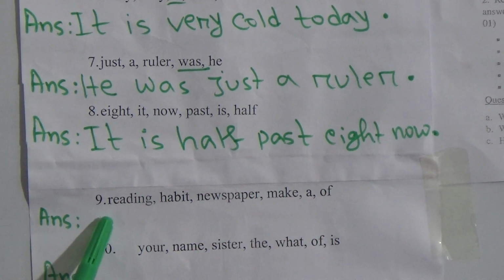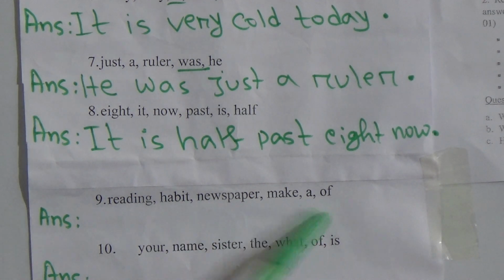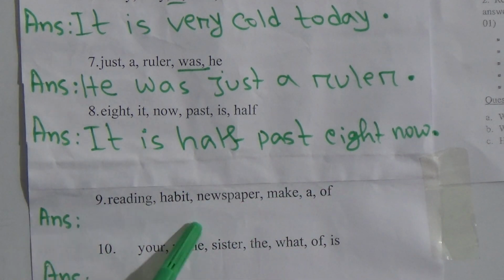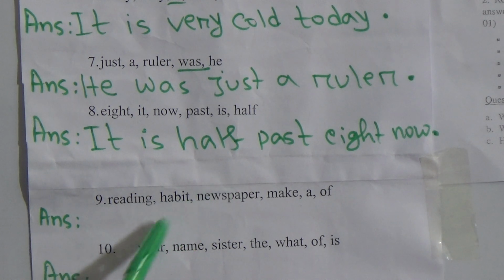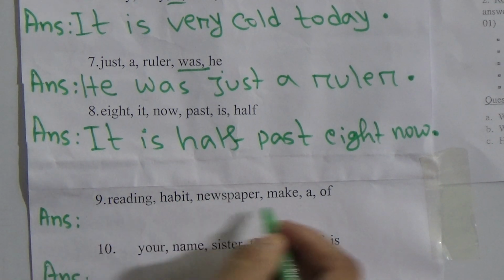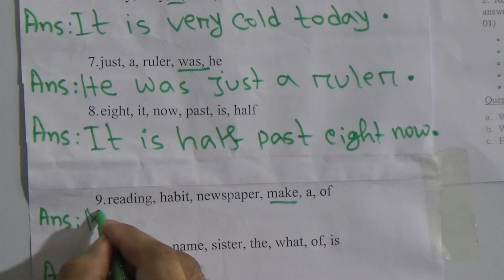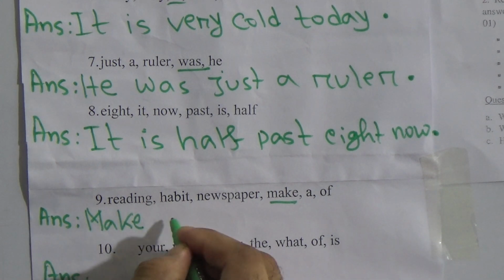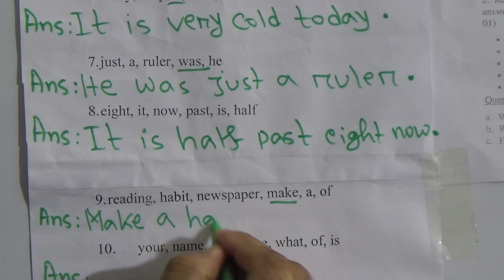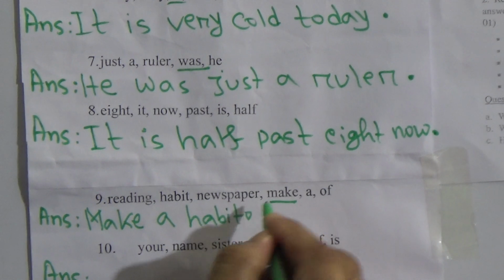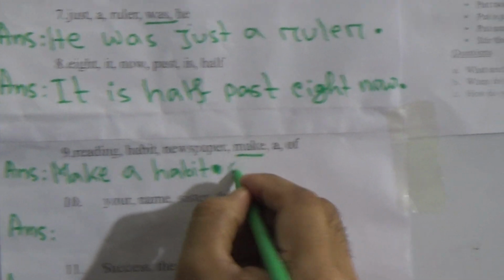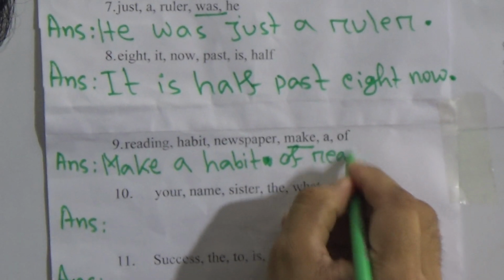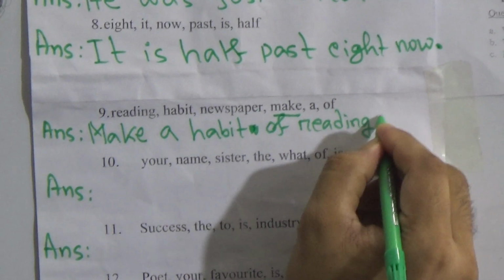Okay, then number 9: reading, habit, newspaper, make, a. As there is not any subject given, it means that it is also an imperative sentence. So start writing from the main verb. Make a habit, make a habit of reading newspaper.